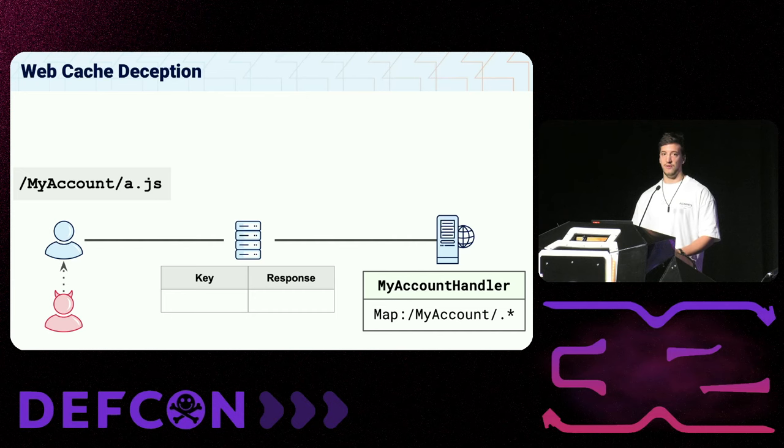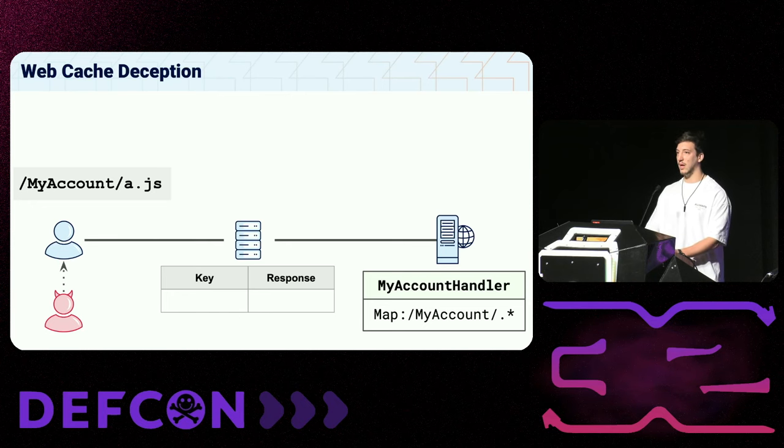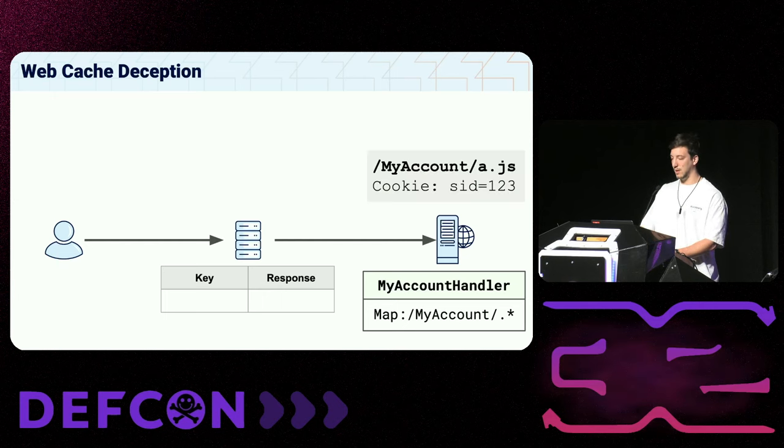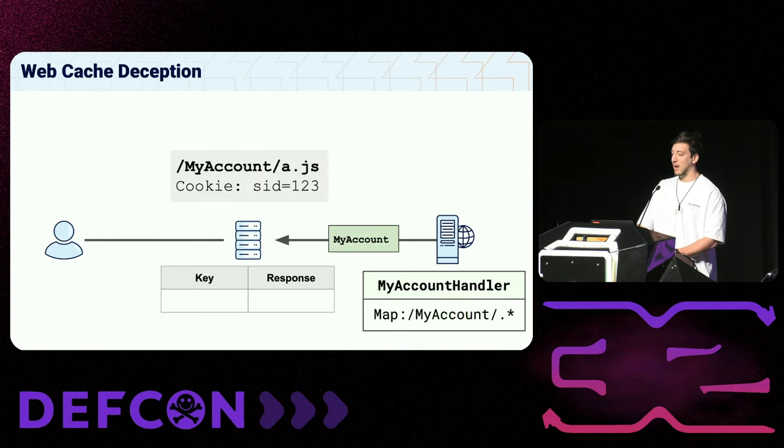And to do so, the first thing is to send a link to the victim. This requires user interaction. The link will start with the endpoint that we want to steal the response from, in this case, my account, and then it will use a.js as a parameter. The reason is that, first, when it's handled by the origin server, this is going to be mapped to my account using the cookies of the victim. And so the response with the sensitive information is going to be sent back to the proxy.